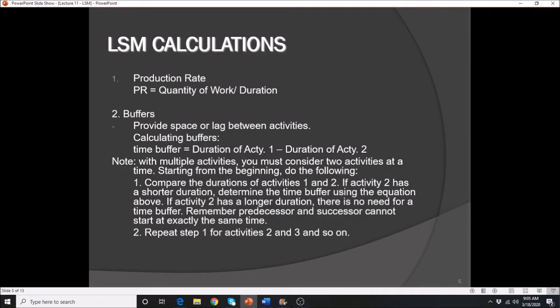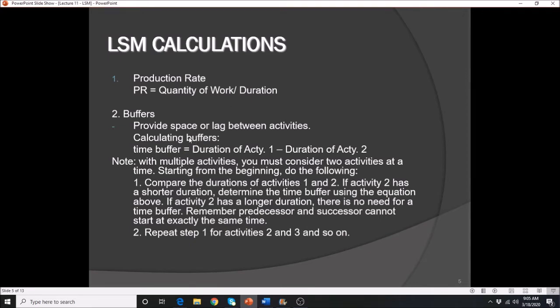All right, so how do we draw the curve, or how do we draw the line in LSM? Of course, first is calculate the productivity rate, or we need to calculate the duration. So I need to clarify this one here, because sometimes it gives us the PR and the quantity, leaving us to calculate the durations of a given activity. Once we determine the durations, the next thing you have to do is to determine the buffer.